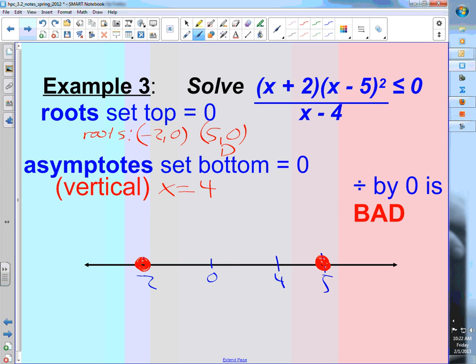Filled in roots because they're part of the solution. The vertical asymptote is never part of the solution. And I like to keep or differentiate between asymptotes and roots. If it was an inequality less than or greater than, they would all be open circles and it would be confusing for me. So regardless, when it's an asymptote, I put a dotted line through the open circle. And then I plus minus test it.